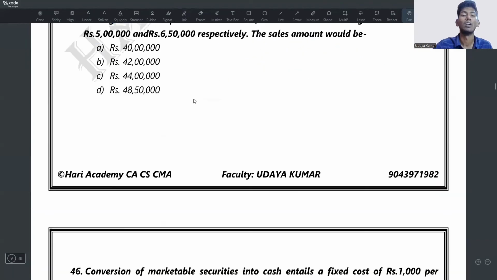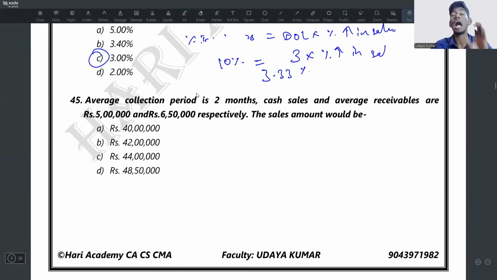Okay. So moving to question number 45. Average collection period is 2 months. Cash sales and average receivables are 5 lakh and 6 lakh 50,000 respectively. The sales amount would be? It's quite easier. You must recollect all the formulas. So here you have to calculate sales. What is it asking to compute?